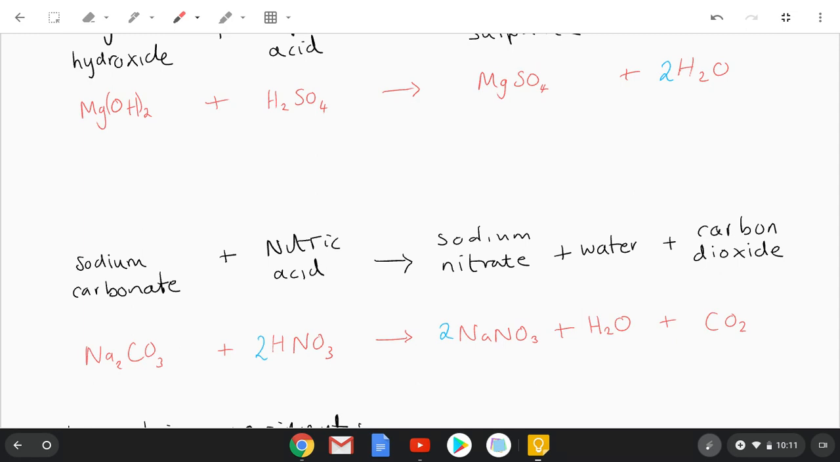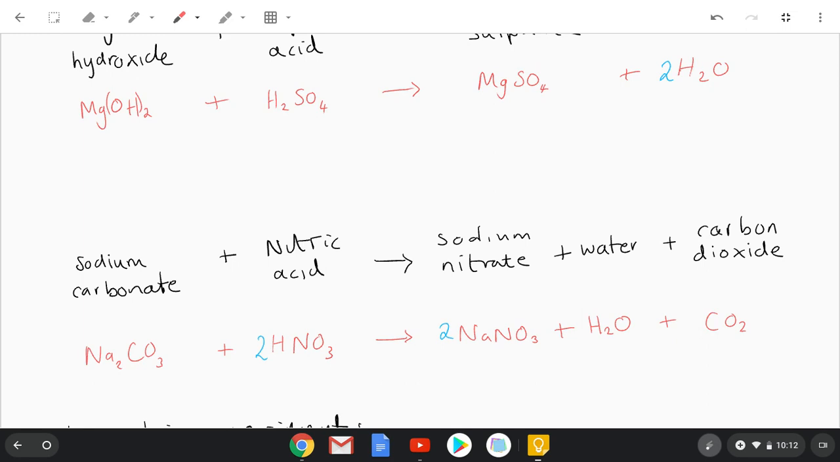Now we have sodium carbonate, straight from the internet as a chemical formula, nitric acid HNO3, sodium nitrate NaNO3, H2O as water, carbon dioxide CO2. Out of these I would expect you to know water and carbon dioxide. Now if we have a look at this, we've got two sodiums here, and we have one sodium here. So automatically I put a 2 there to make the two sodiums.